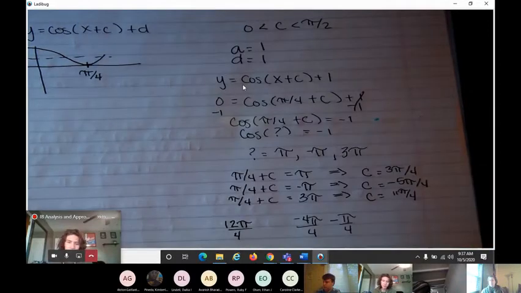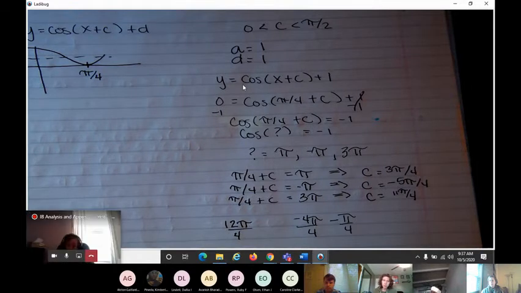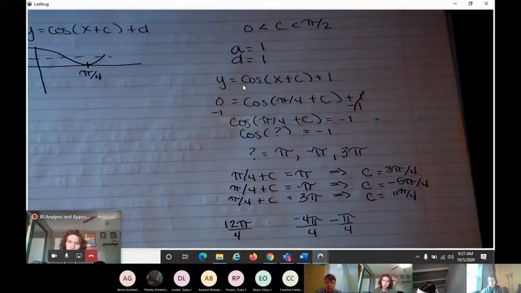Now, which of these fits in our domain? Are there any? Is there anything that is smaller than pi over 2 but bigger than 0? No. So we need to figure out what that means. We missed something. So we need to figure out what could go there. What did we miss? What other cosine values give me -1?